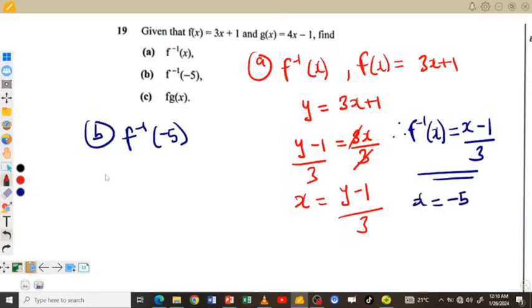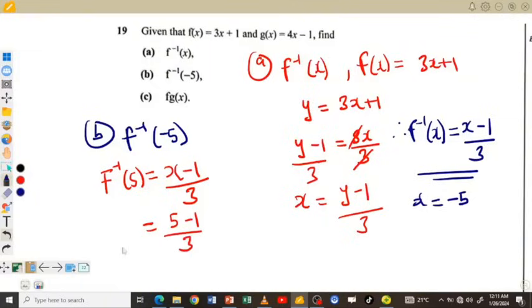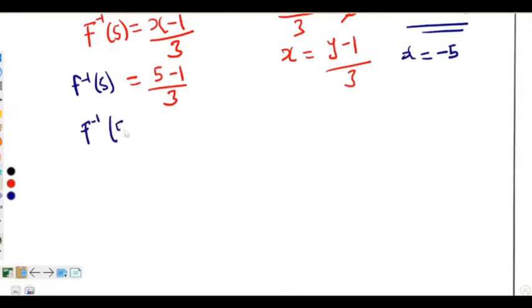So we will say function inverse of 5 is equal to, we'll get this, which is x minus 1 over 3. So this will give us, where there is x, we'll put a 5 minus 1 over 3. So here we are going to have the answer. Function inverse of 5 is equal to, so 5 minus 1, this will give us a 4 over 3. So the final answer, we can leave our answer as a mixed fraction, it's fine. Function inverse of 5 is equal to 3 into 4, it's 1, remainder 1 over 3.